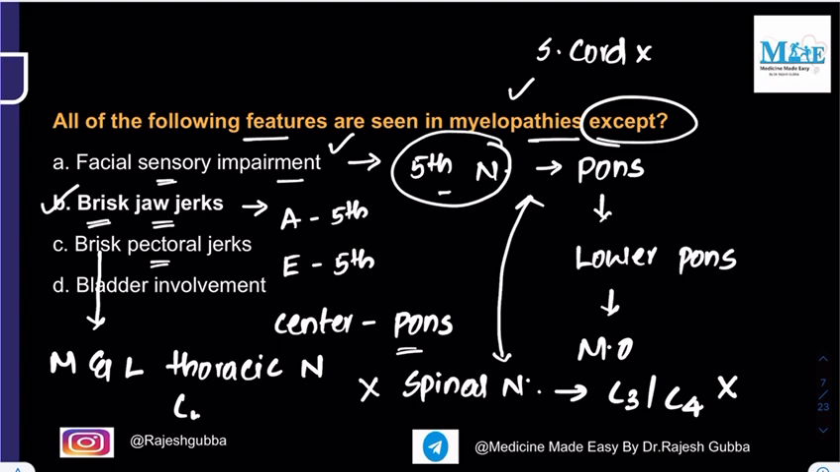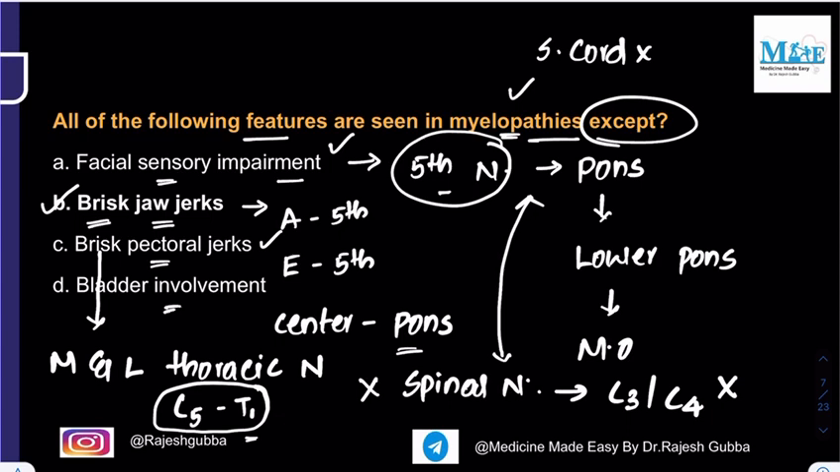It is around C5 to T1. Okay, so C5 to T1, it is again the part of the spinal cord. So if there is myelopathy involving C5 to T1, there can be a brisk pectoral jerk. Okay, so brisk pectoral jerk is a part of your myelopathy. Then what about the bladder involvement?